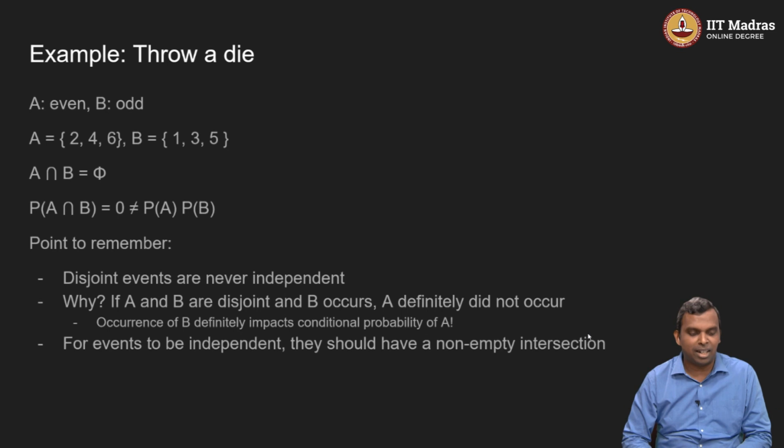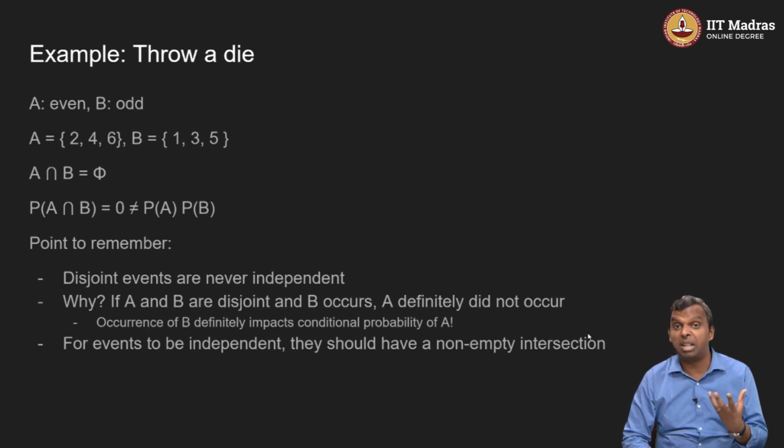You can quickly check, right? So even and odd are disjoint. If you do A intersect B, you have the empty set, and what's the probability of the empty set? That's 0. That's definitely not the product of even number and odd number. Probability that you'll get an even number is half. Probability that you get an odd number is half. Half into half is 1 by 4. That's the product P of A into P of B. On the other hand, the probability of the intersection, the number being both even and odd, is 0. So it doesn't happen.